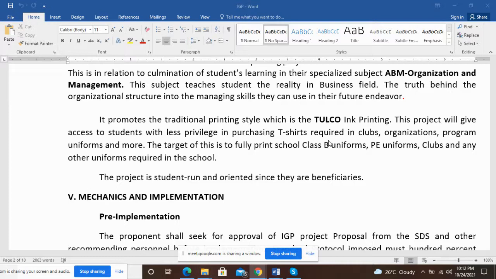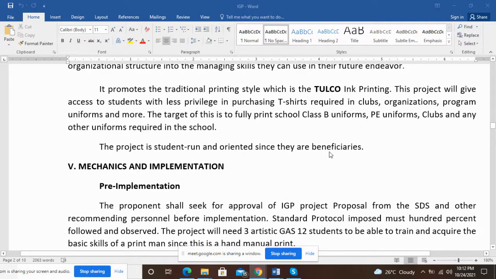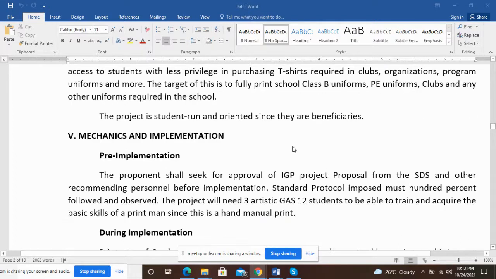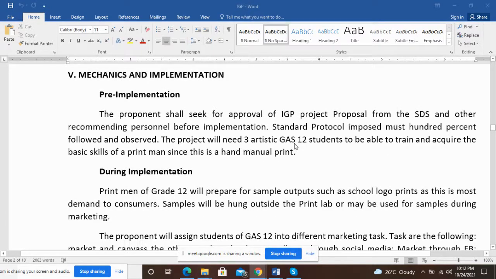Our target here is to fully print school class B uniforms. We also have PE uniforms and also clubs and organization uniforms. So that's our target, because that's, I would say, the most common problem we have in our school. And I think that will excite the students to have uniforms, especially when they're printed with their names or something. Next we have here mechanics and implementation.